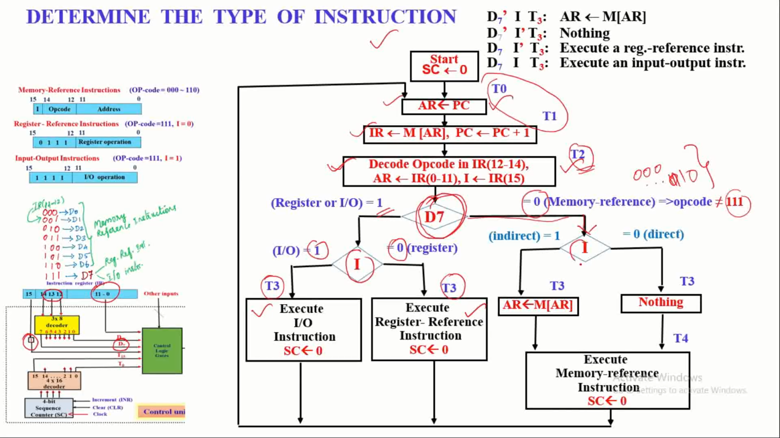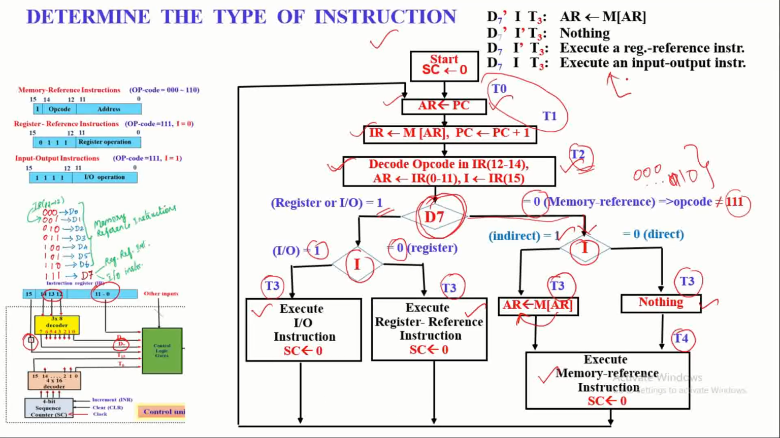It depends on the I bit value. If the I bit value is equal to 1, then the effective address of the operand needs to be read from the memory and loaded into the address register. This is performed during timing signal T3, and if the address part contains the direct address of the operand, nothing is done during timing signal T3. In the next timing signal, when T4 is generated, the corresponding memory reference instruction is executed. At the end, the sequence counter also needs to be cleared.